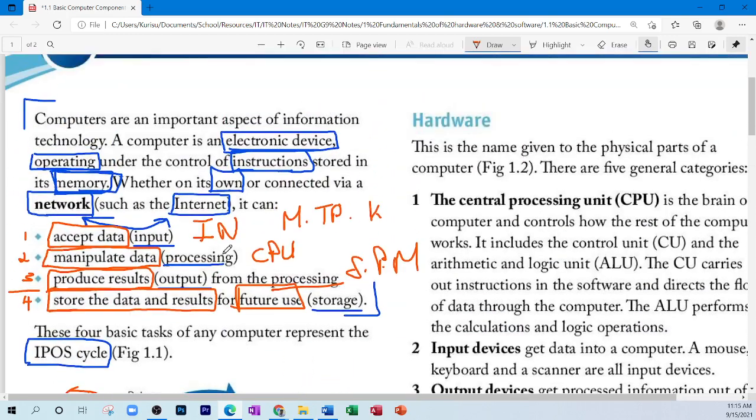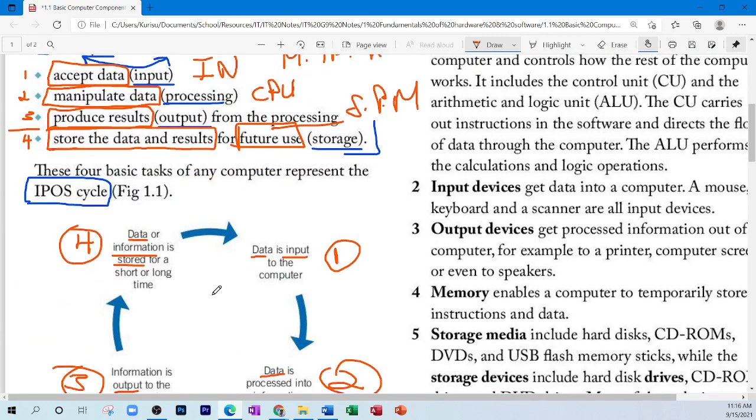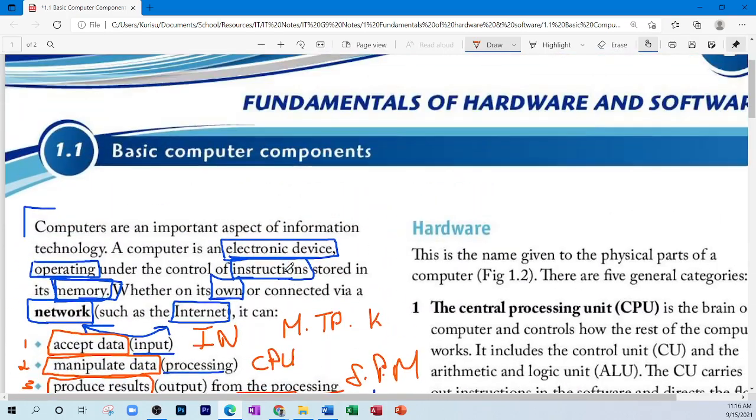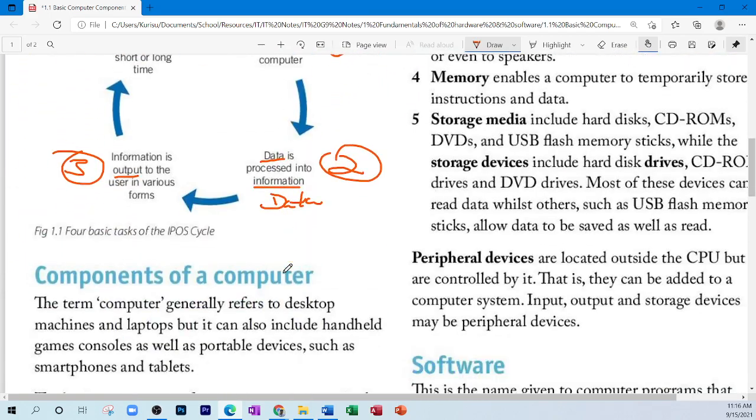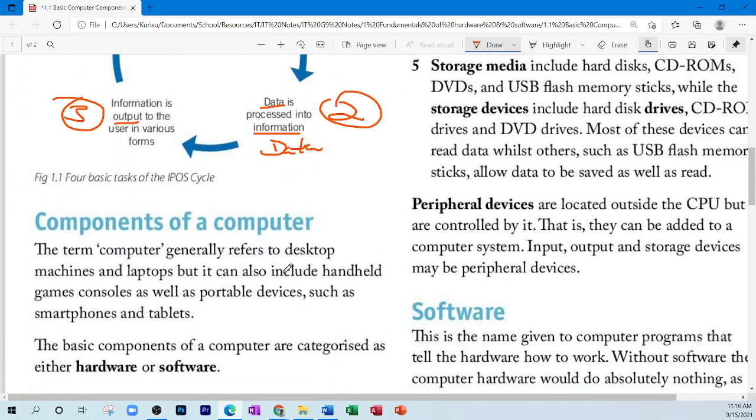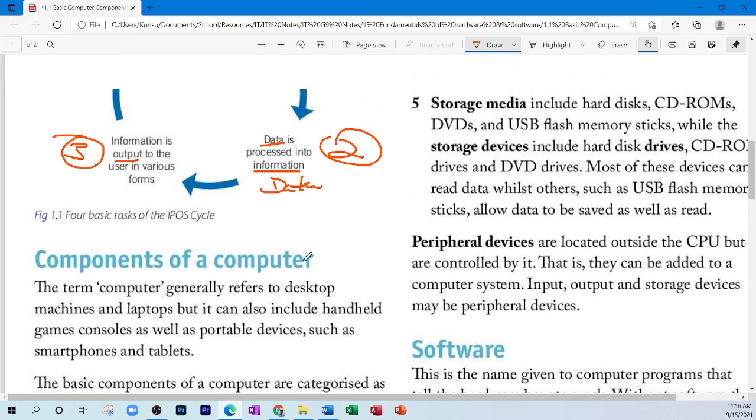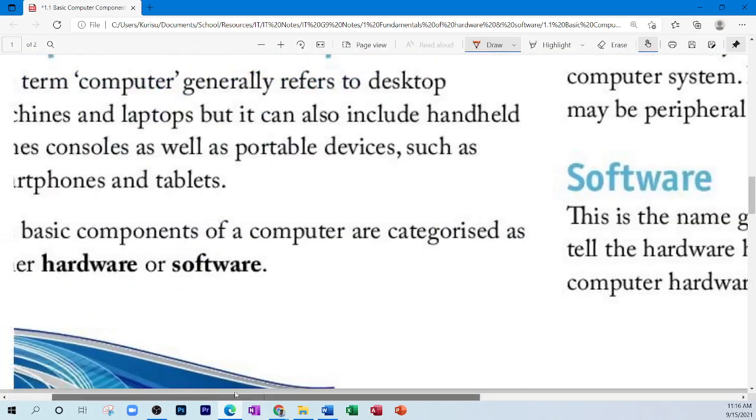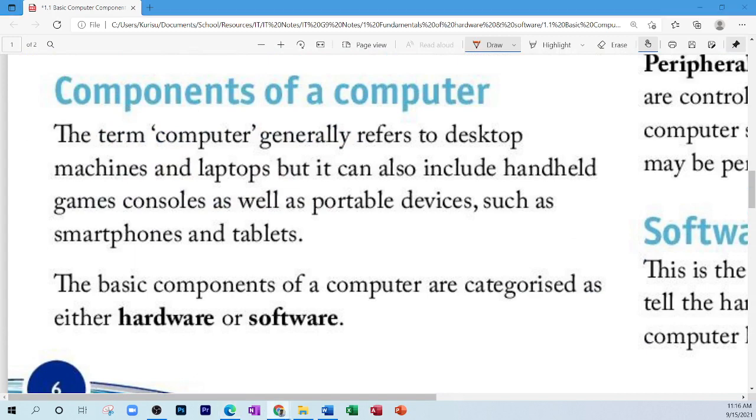So far we looked at the definition of a computer, and we looked at the cycle that a computer must follow. Next we're going to look at the components of a computer. What basically makes up a computer? And this can also further help you to determine what device in your home is actually a computer. So the next two paragraphs, let's have Asifa, can you read that for us?